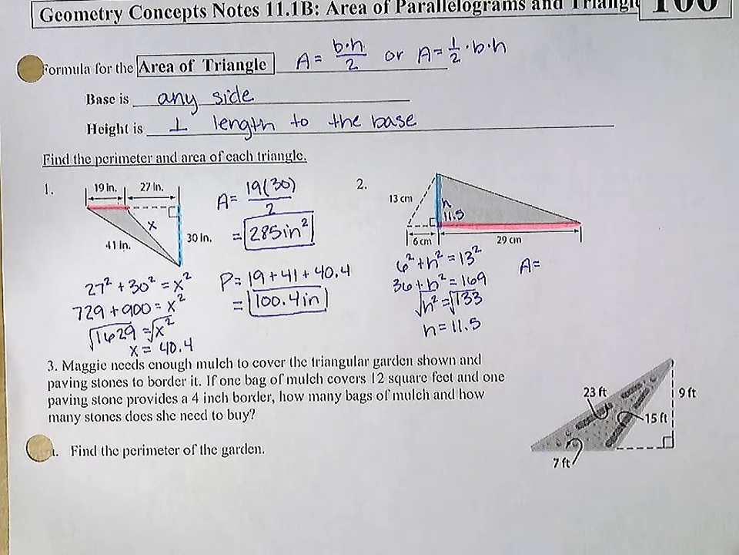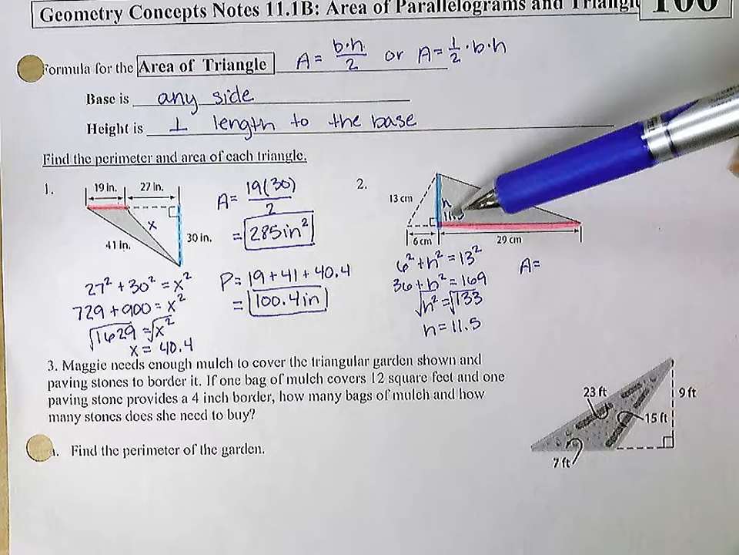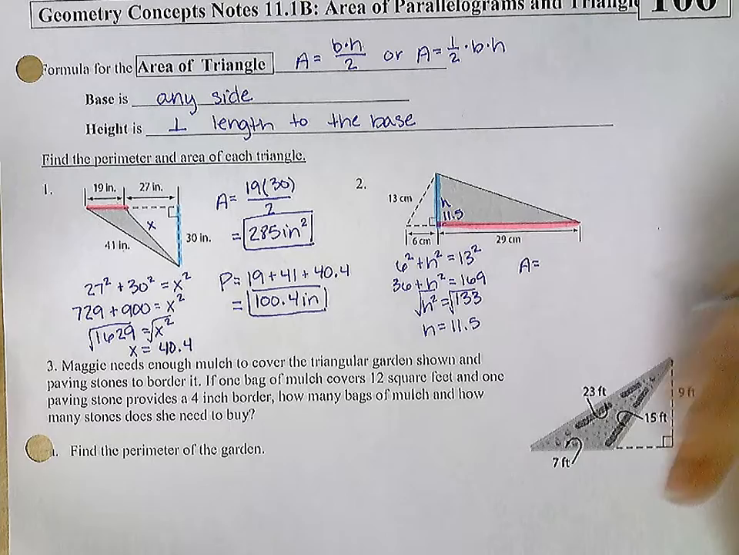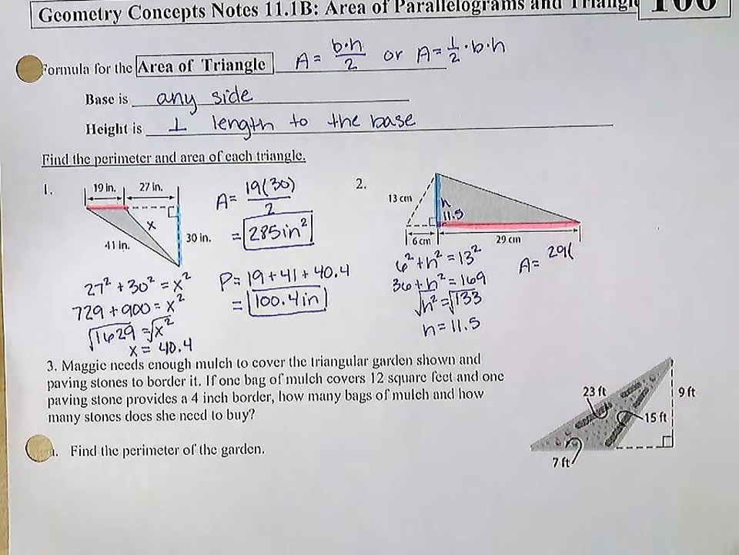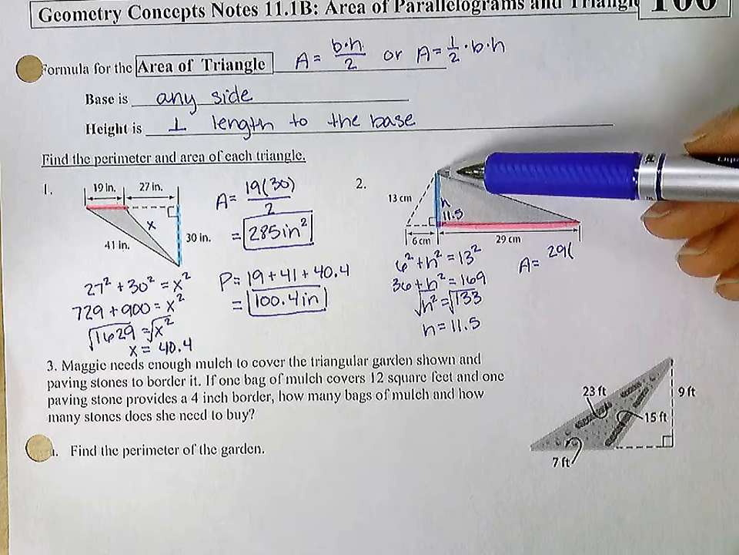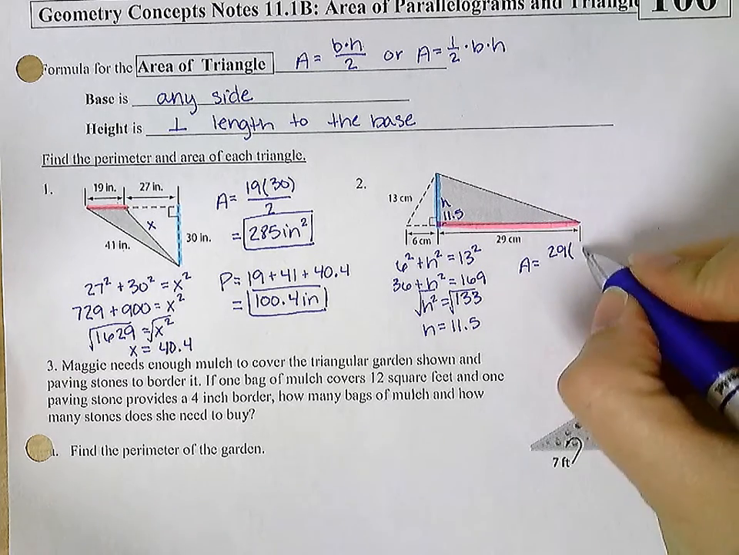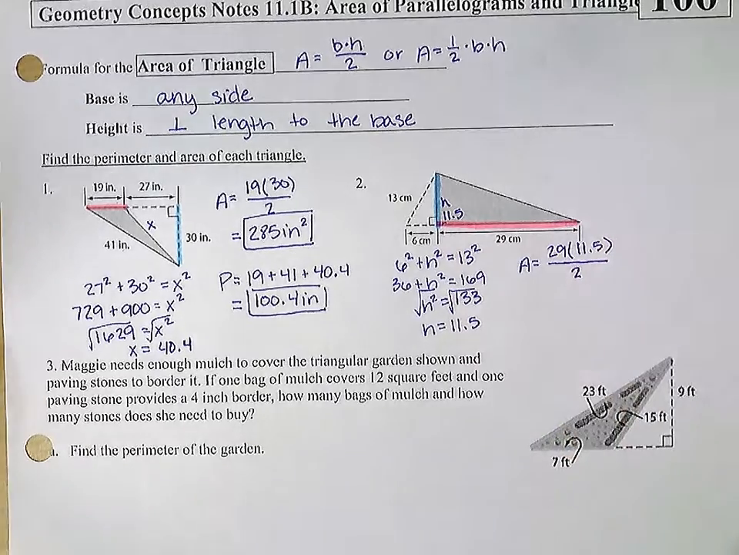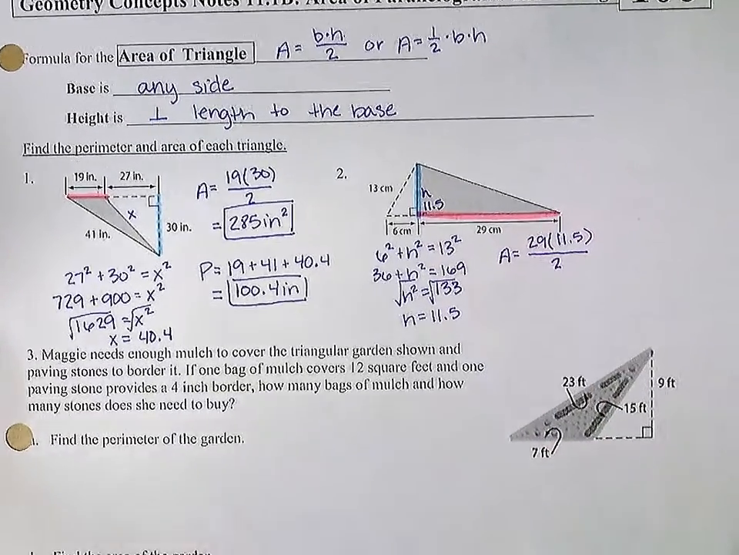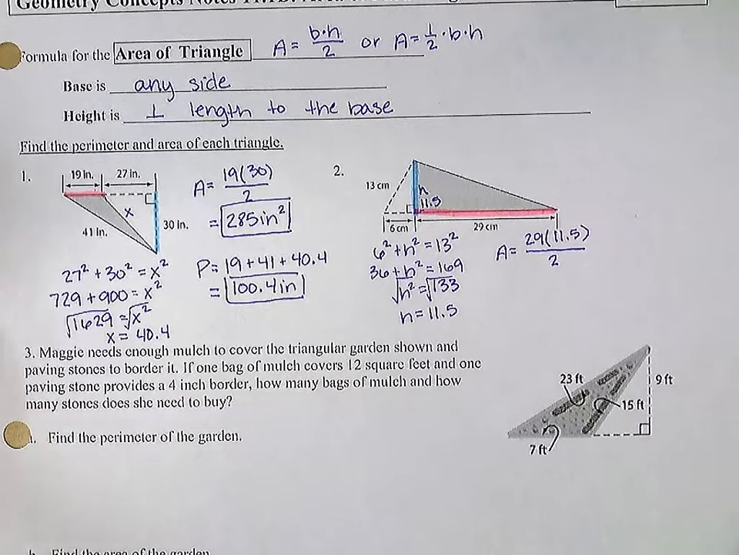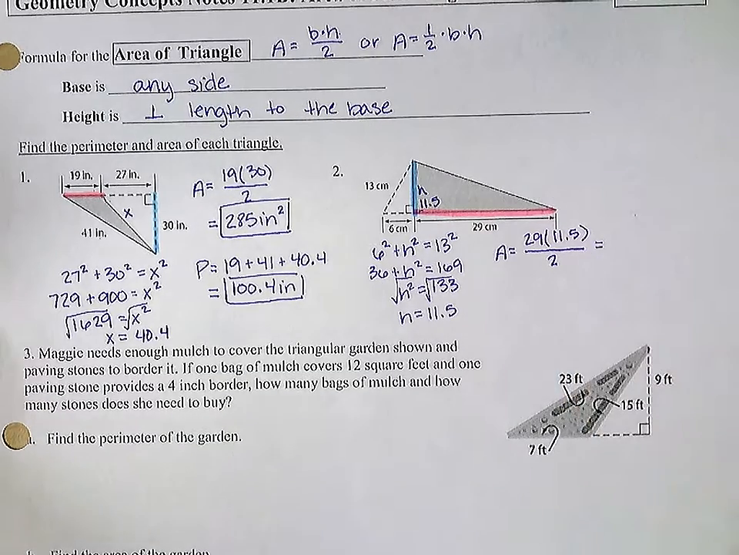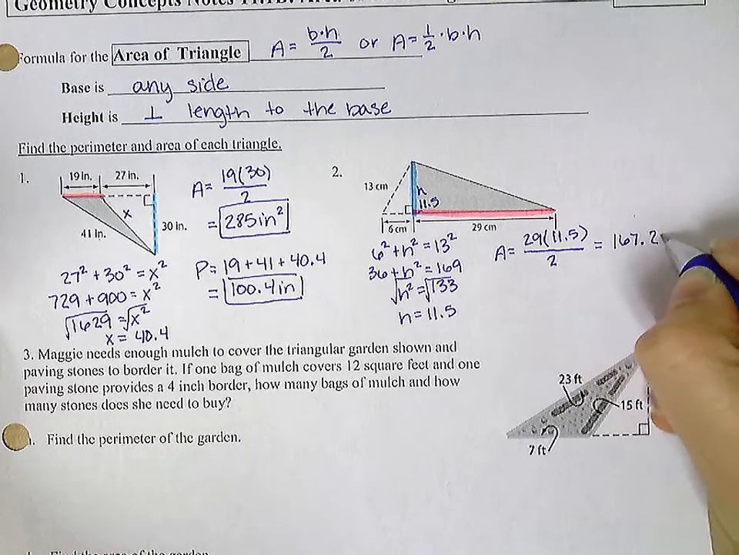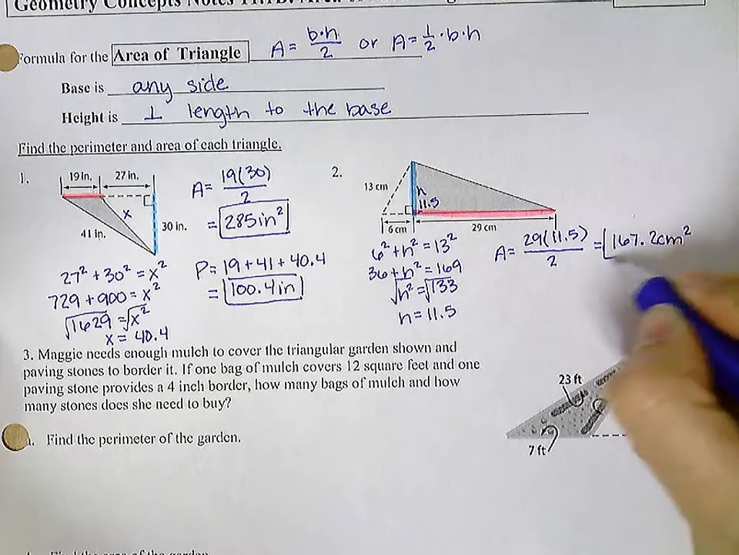Okay, so our area is equal to our base. That's what I highlighted in pink here. Our base is 29 times our height we just found to be 11.5, and that's divided by 2. Okay, so we'll get the area to be about 167.2 centimeters squared.